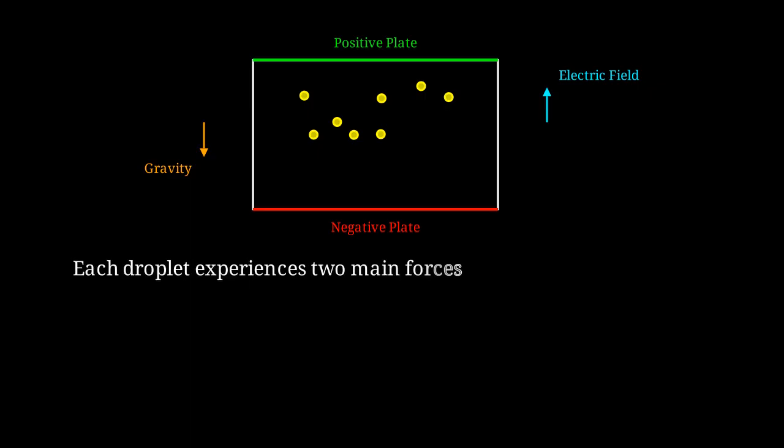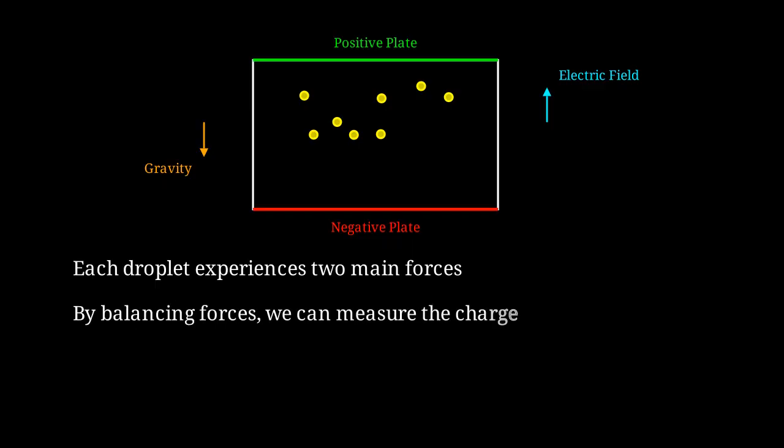Each droplet experiences two forces. First, gravity pulls it downward. Second, if the droplet is negatively charged and we make the bottom plate negative, the electric field pushes it upward. By adjusting the voltage, Millikan could balance these forces. When the forces balance perfectly, the droplet hovers in mid-air. From the voltage needed to achieve this balance, combined with the droplet's mass and the strength of gravity, we can calculate the charge on that droplet.